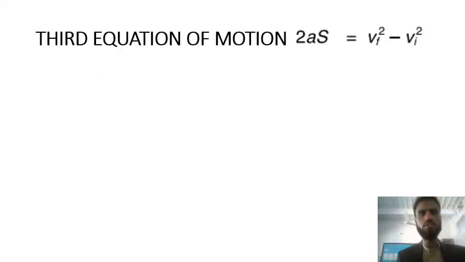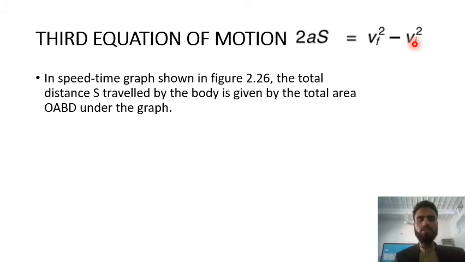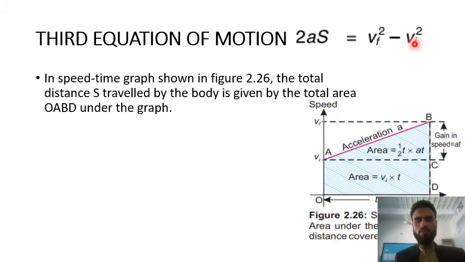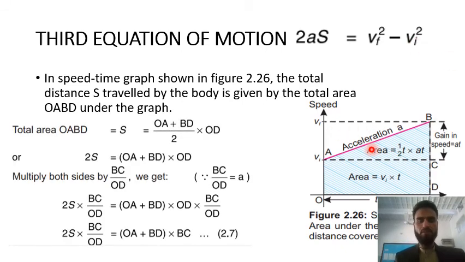Moving forward to the third equation of motion, over here we will relate acceleration, distance covered, final velocity and initial velocity of the body. So for this, again the same graph will be used. Over here the same graph is here. Now again here there is distance, so it means we need to calculate the area under the graph. Now if you look at the graph, this is a trapezium.